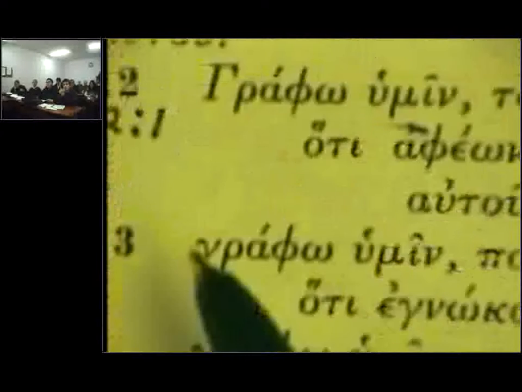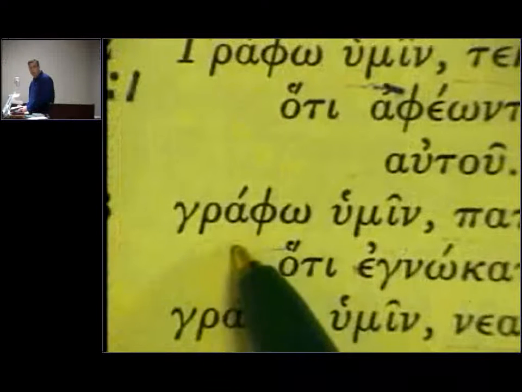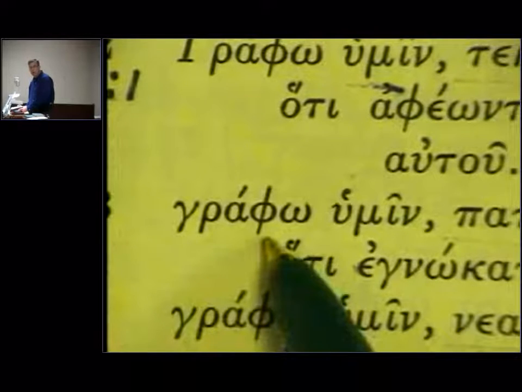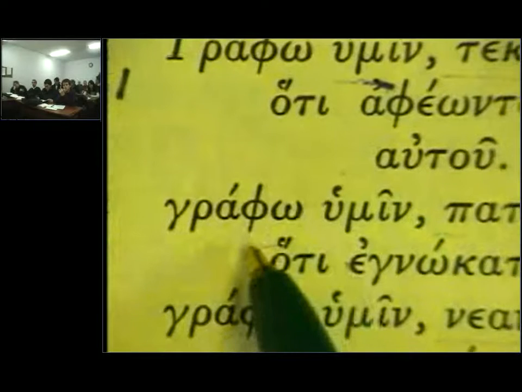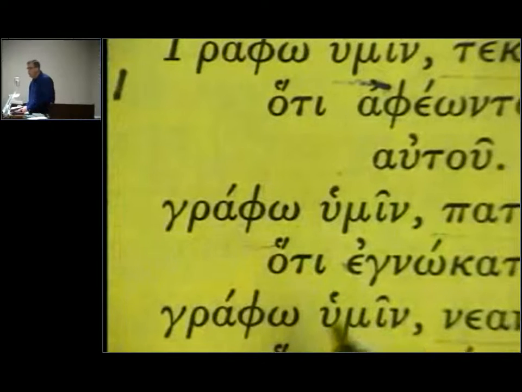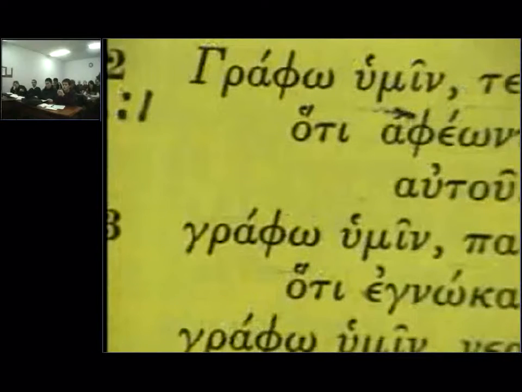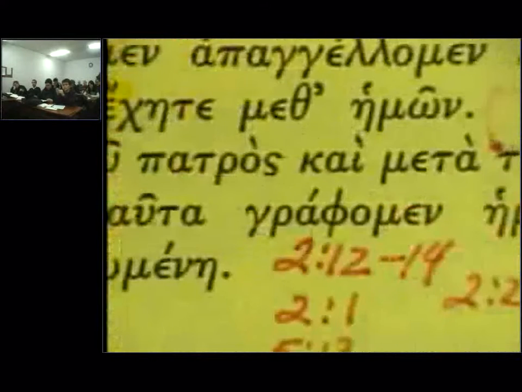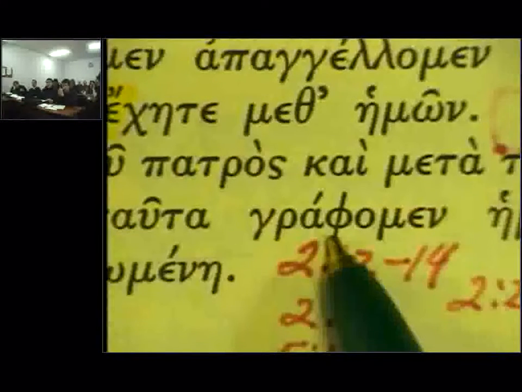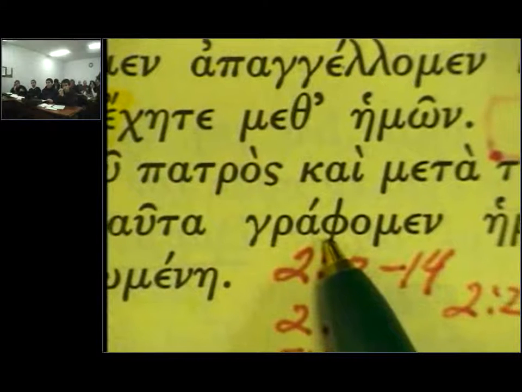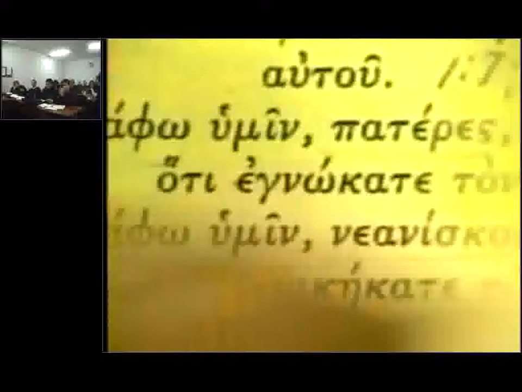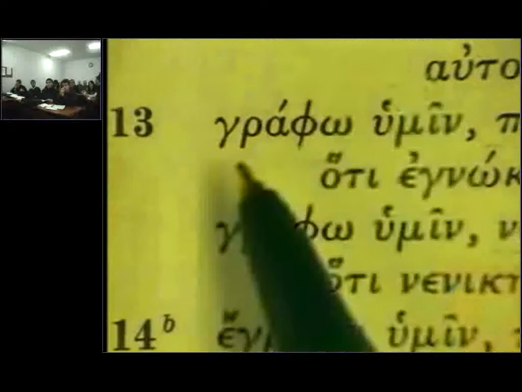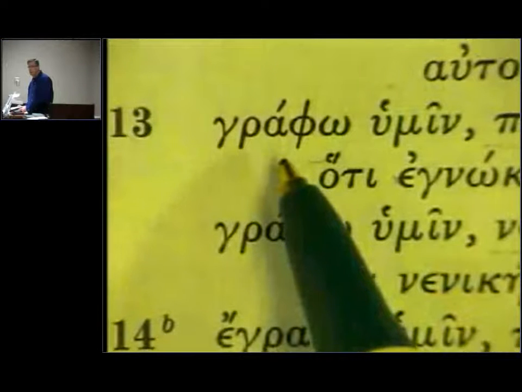But graphō. I write. Graphō, graphes, graphe. Graphomen, graphete, graphousi. Graphomen. We write. Graphomen, мы пишем. Graphō, I write. Graphō, я пишу. Okay. Very good.